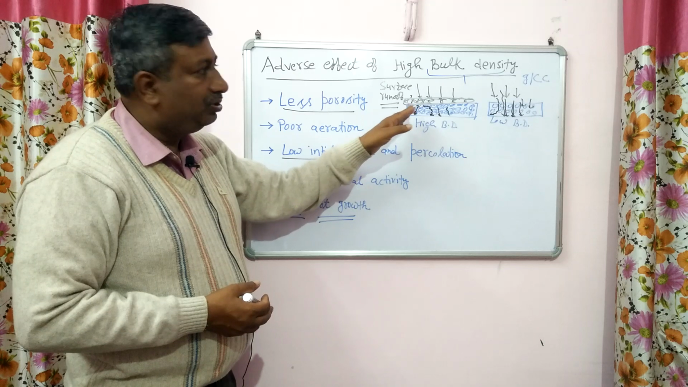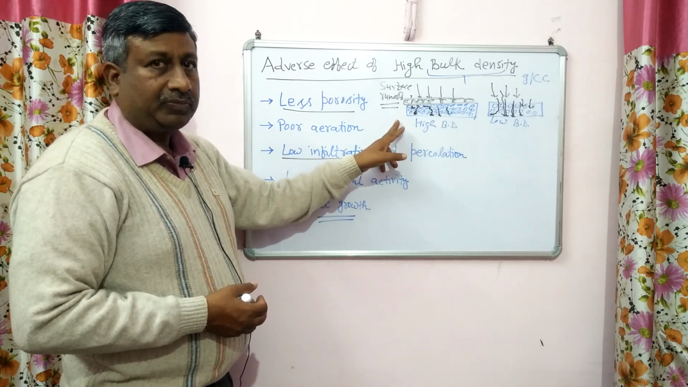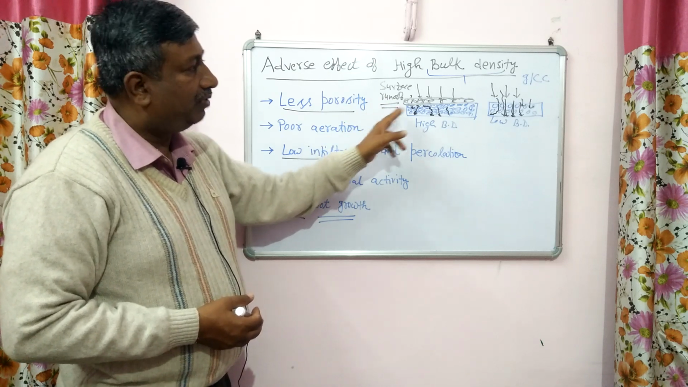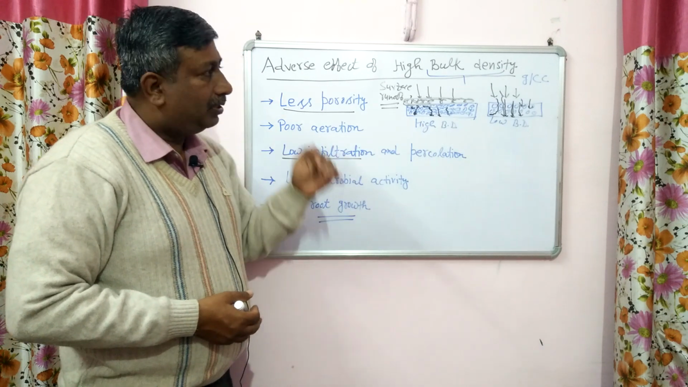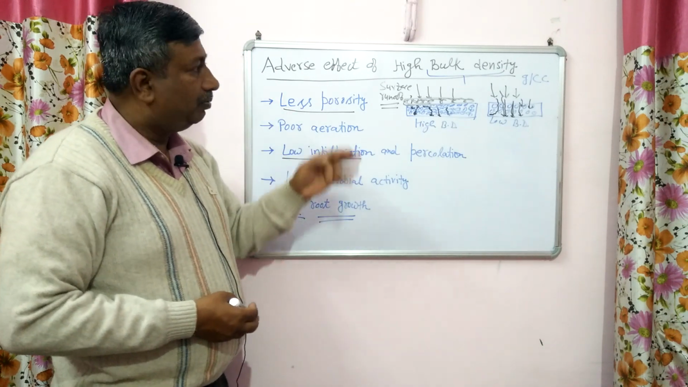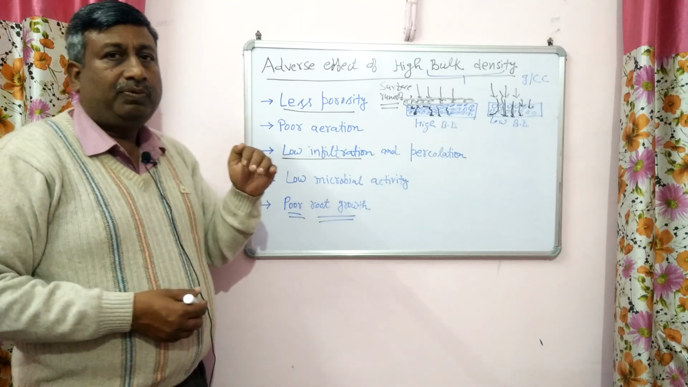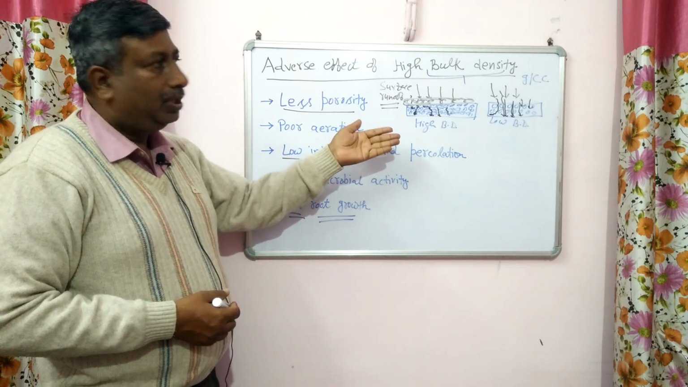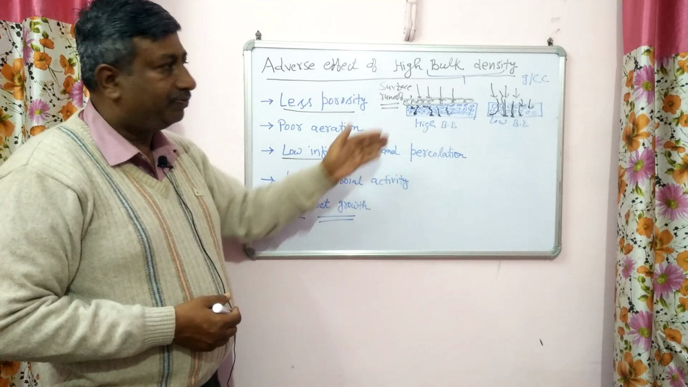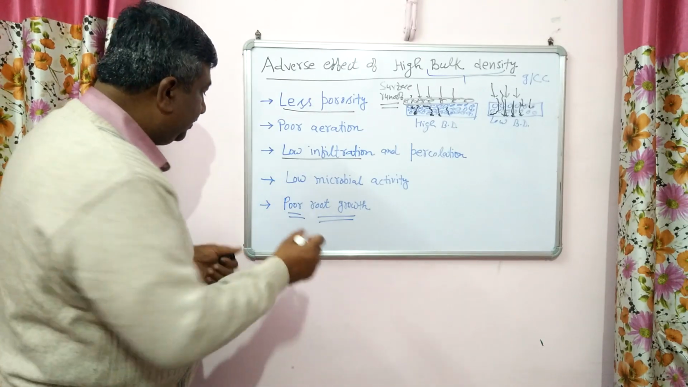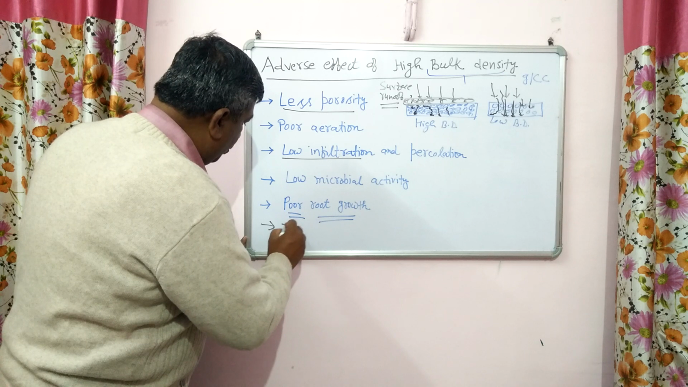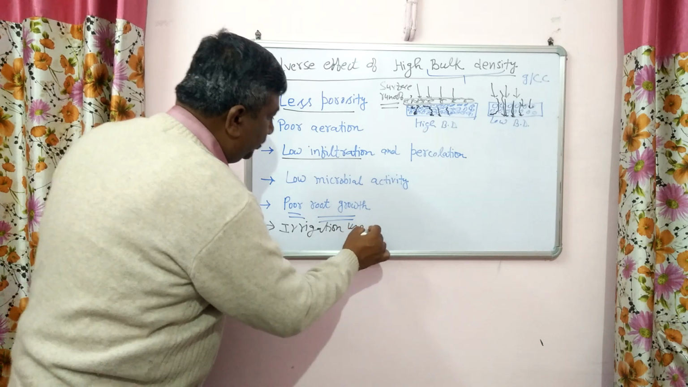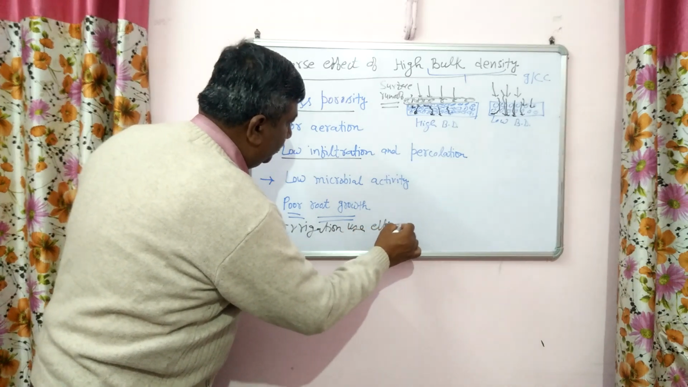Then irrigation water use efficiency is low in the case of this soil. Low irrigation use efficiency, because most of the water is wasted as surface runoff, and here water is available to the plant, to the root. So this is another problem, that irrigation water is wasted. In the case of high bulk density soil, irrigation water use efficiency is poor and most of the water is wasted as surface runoff. So this is another adverse effect, that irrigation water use efficiency is low, poor.